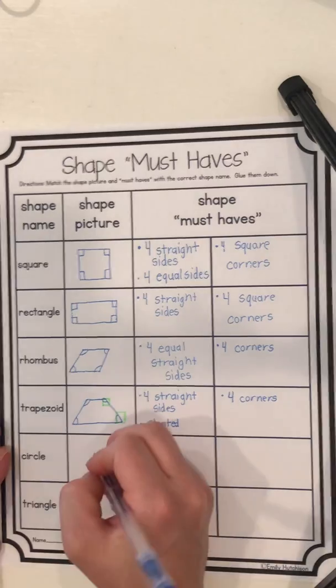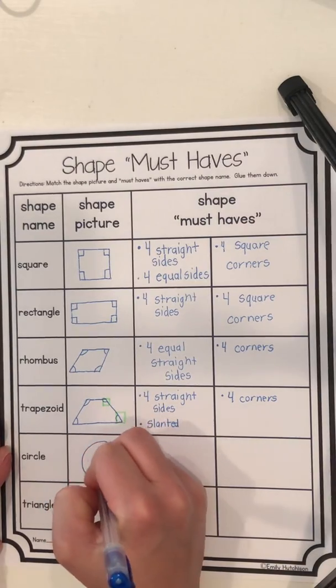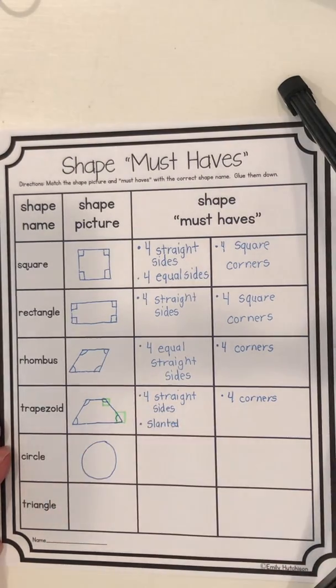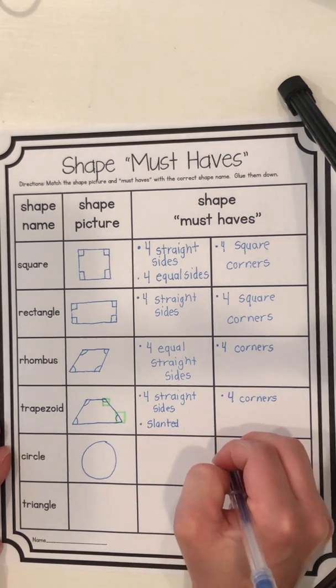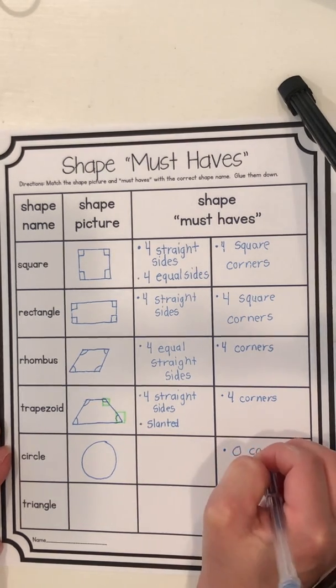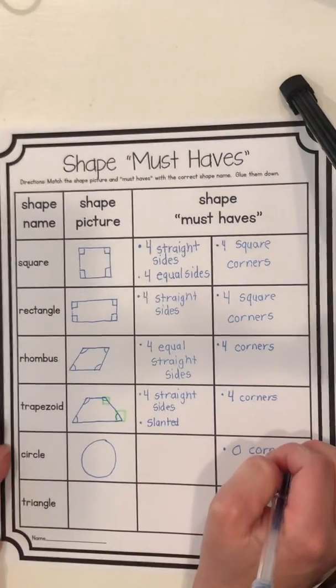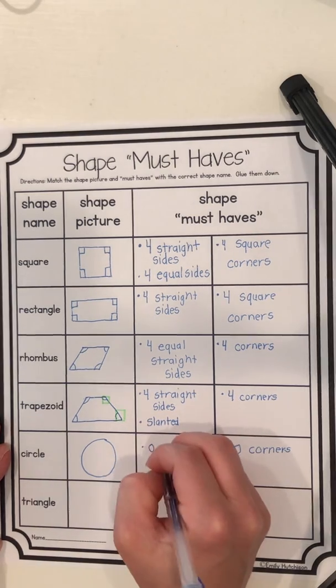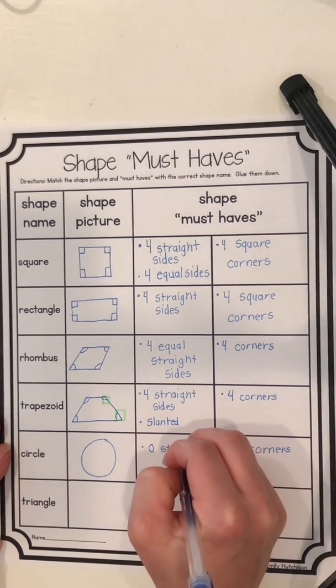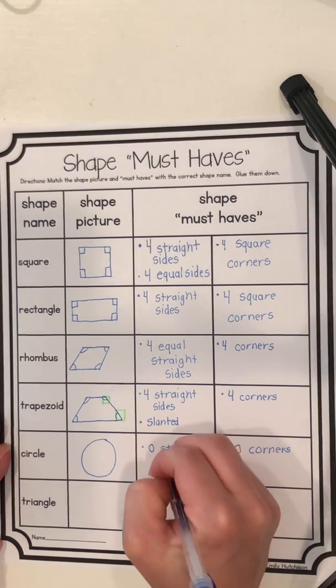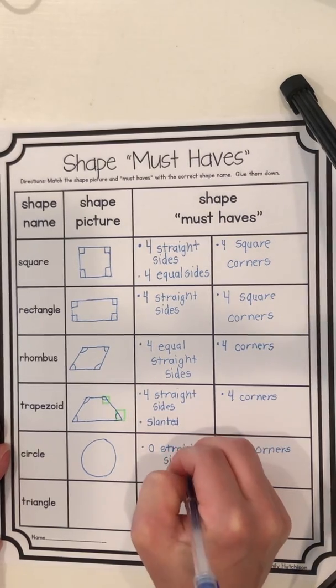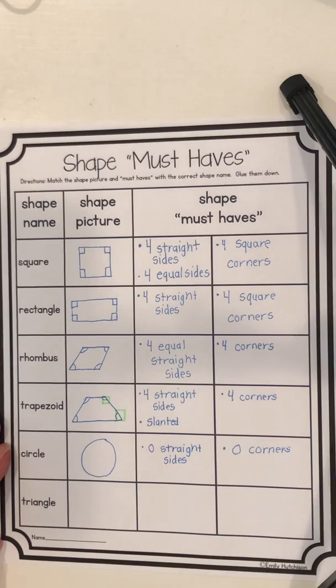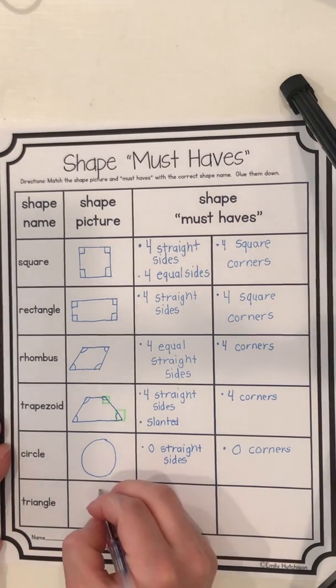Now the next one's circle. This one's really simple because it doesn't have any corners. So we don't have to think about, are the corners square or are they not square? Because it doesn't have any. And it also has 0 straight sides. It is one big curve. And then our last one is a triangle.